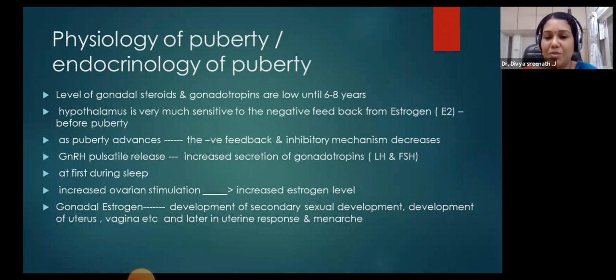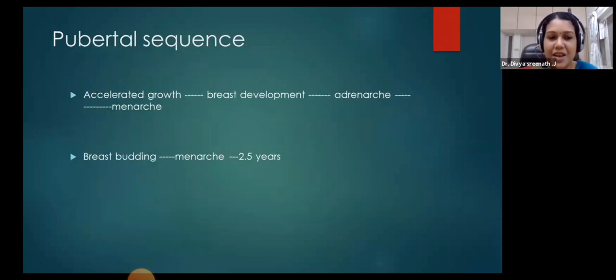But this estrogen hormone is not capable of producing menstruation. But the ovarian estrogen is capable of developing secondary sexual characters, like development of breast budding. Like that, changes occur simultaneously in the body. And we can see there will be an accelerated growth in young girls, especially around 10 years of age. The accelerated growth started.